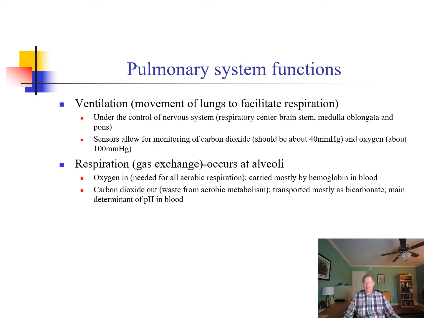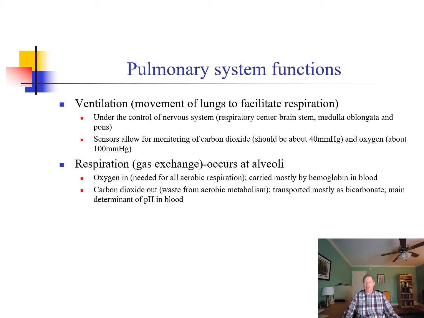In order to have an exchange of gases, you have to constantly renew your lung gases. In particular, you have to renew the oxygen and get rid of the carbon dioxide. And this is the purpose of ventilation. Ventilation is going to cause the movement of air into and out of your lungs so that the alveoli can have gas exchange. Now, this is under the control of your central nervous system. There is a respiratory center in the brainstem, the medulla oblongata and the pons, that actually controls this, so you don't have to think about breathing.